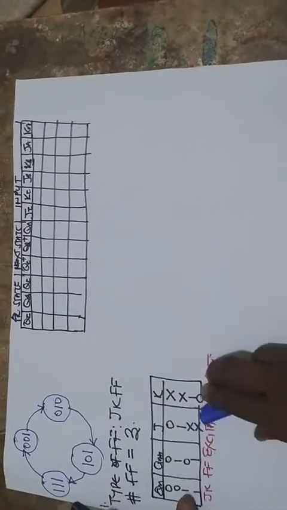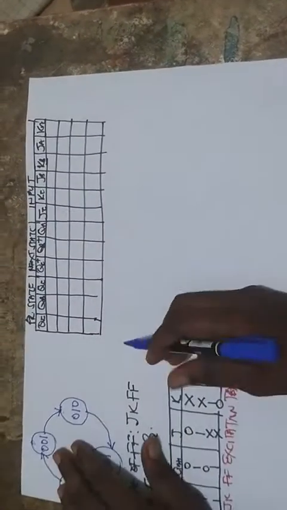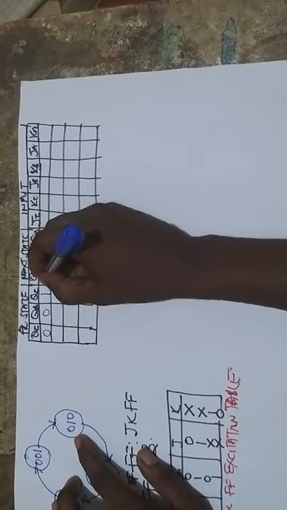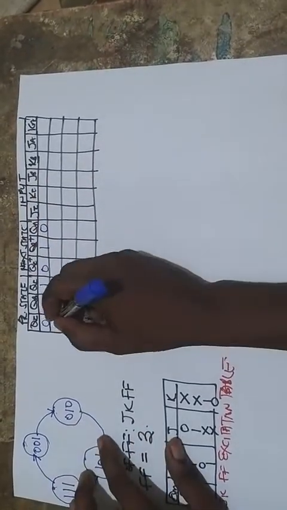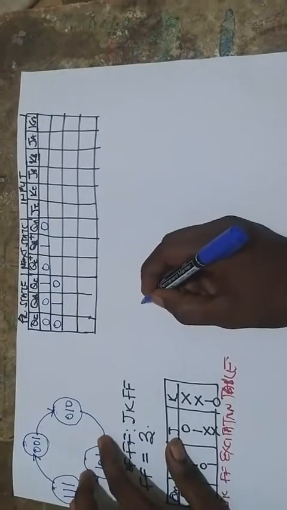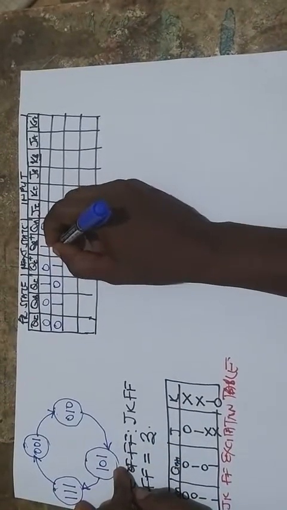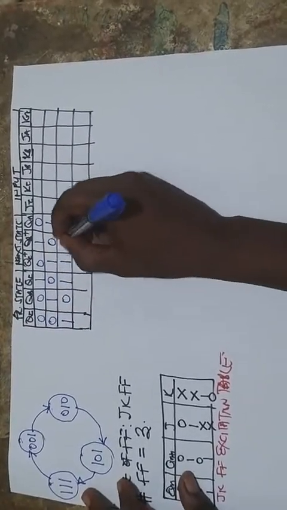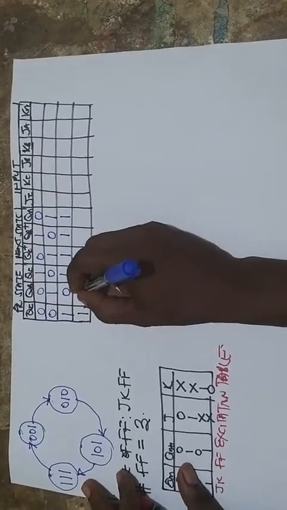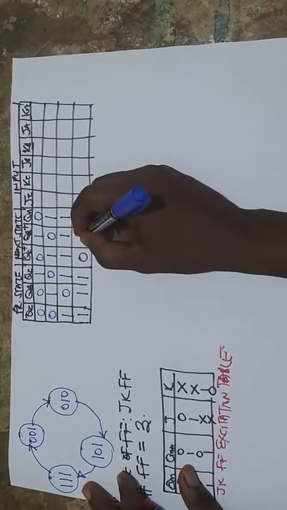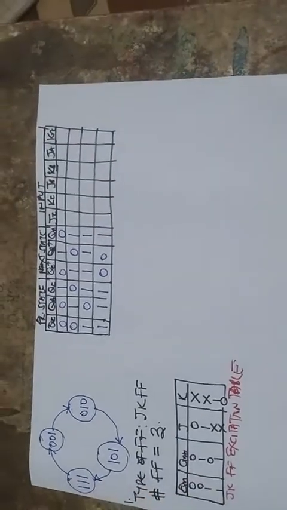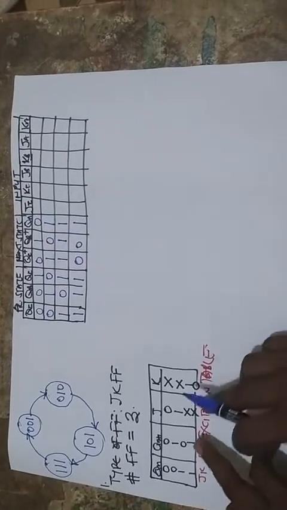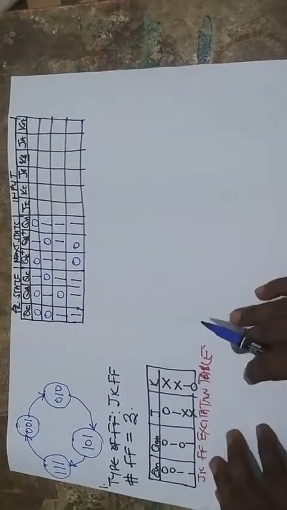Now, from the present state 001, we move to 010. From 010, we move to 101. From 101, the count is 111. And from 111, we go back to 001. Okay, so that is that. Now we determine our flip-flop inputs by matching this to the excitation table.